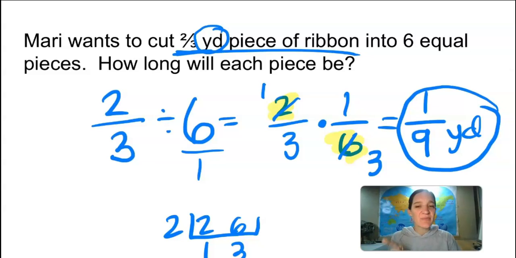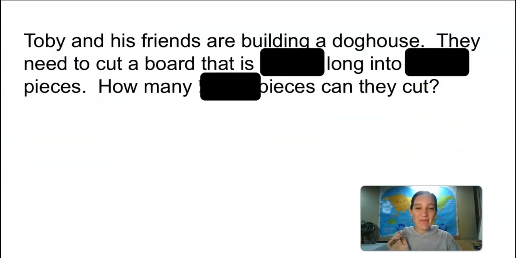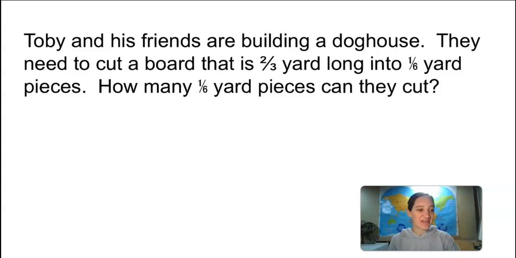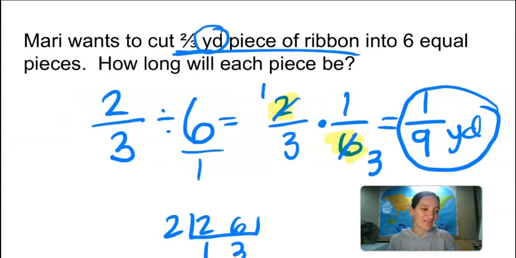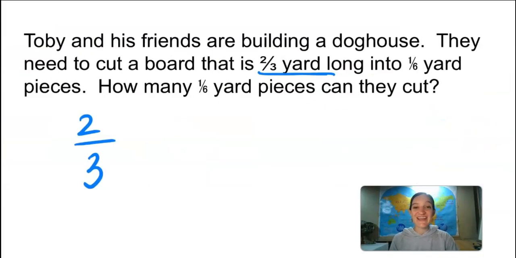Let's do one more example where we don't look at the numbers, and that might help us know what number goes first. Toby and his friends are building a doghouse. They need to cut a board that is this long into a certain number of pieces. How many pieces can they cut? So this is a similar problem, right? We're taking something, a piece of wood, and cutting it up. So not ribbon this time, but we're taking wood and cutting it up. So how long is that piece of wood? Well, it's 2/3 of a yard long. Is that the number we had before? Oh, yeah, it's the exact same distance as the ribbon. Huh. And we're going to cut it into 1/6 yard pieces.